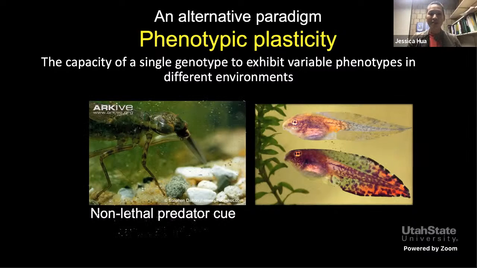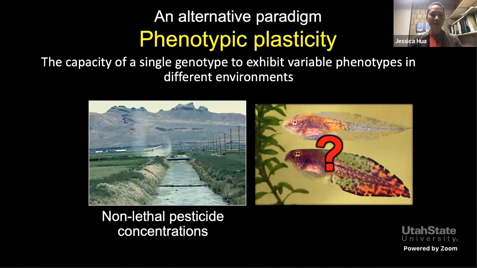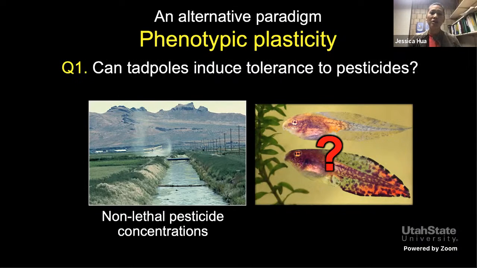And so with that in mind, we became curious, what about pesticides? If they can rapidly induce a trait to deal with predators, can they also induce a trait tolerance that allows them to better deal with pesticides? So can they do this rapidly within their lives?